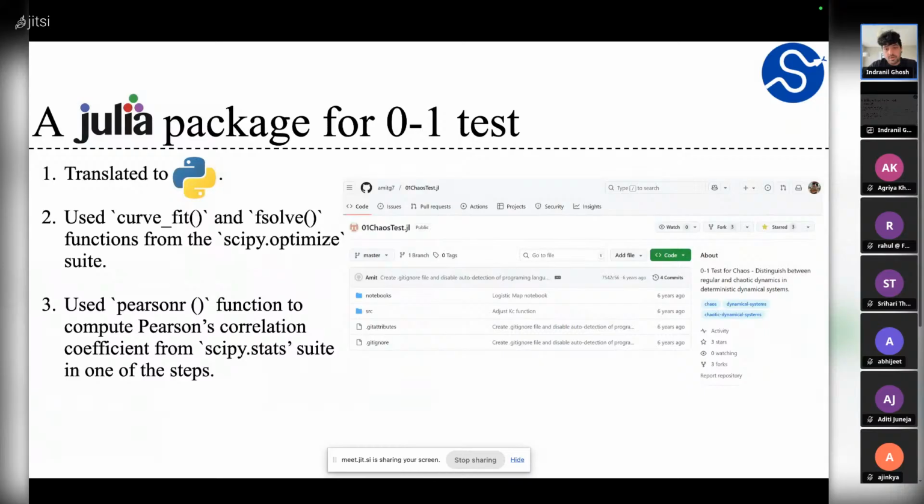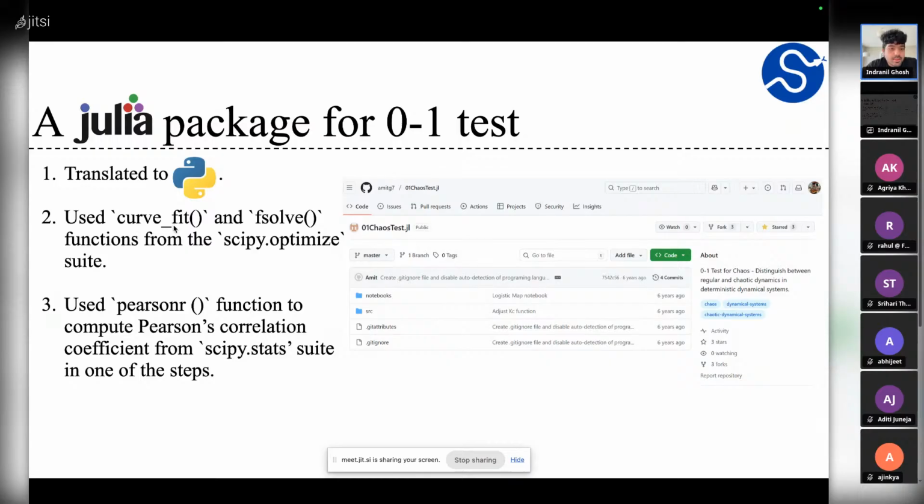For the 0-1 test, there's a package written in Julia, so we needed to translate it into Python way before ChatGPT. It was like 2.5 years back. ChatGPT was there, but it was not that good, I would say, so we still needed to have our oversight. I would still say you should always have your oversight when using ChatGPT. But anyway, I don't want to go into a rant about that.